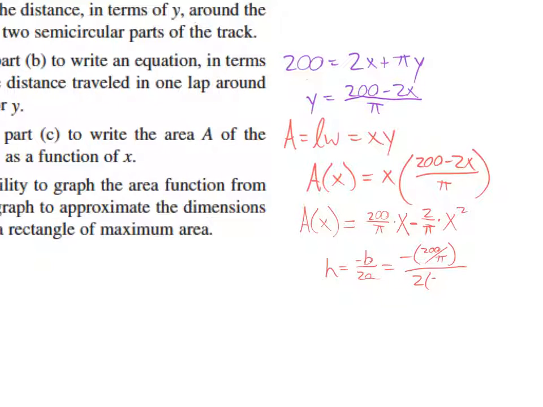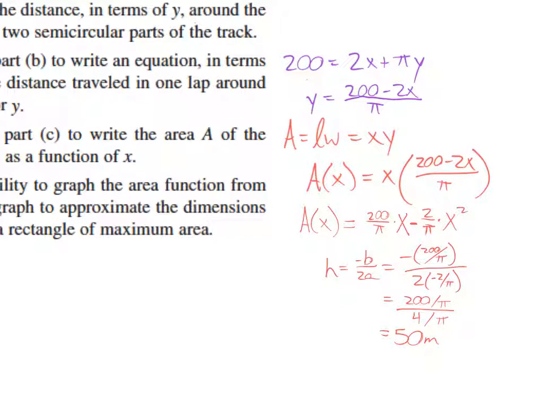Why is it a negative 200 over pi? Why not just a 200 over pi? Because it's negative b. Remember the negative b part? Oh, my bad. Okay, yeah, the negative b. Alright, so now we have here the negatives canceling. We have 200 over pi over 4 over pi. The pi's cancel out, and 200 over 4 is 50.